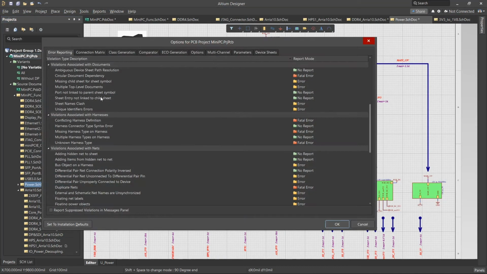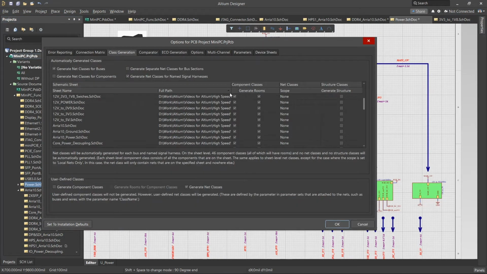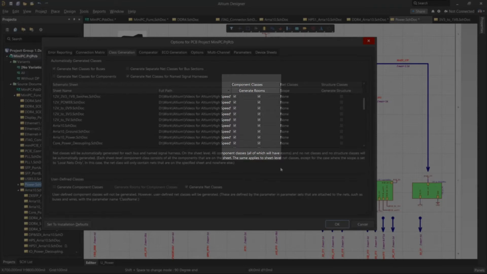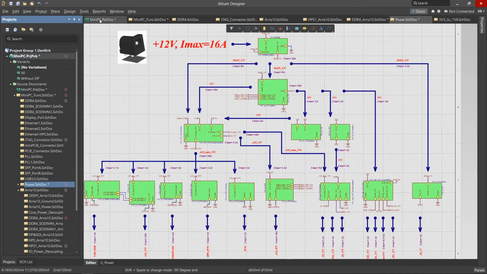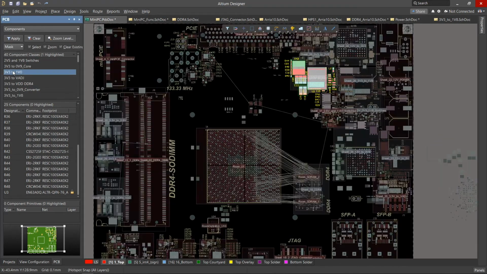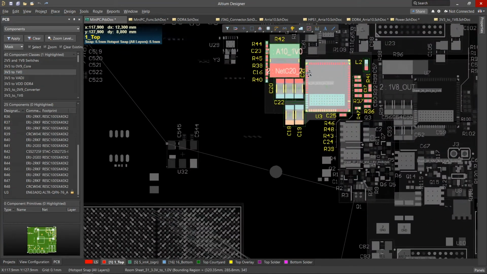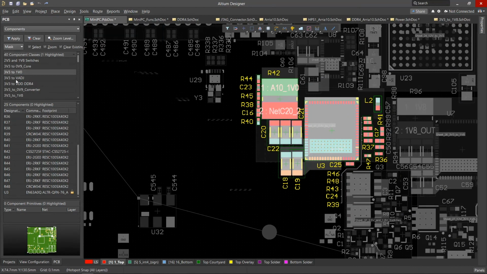For each individual functional block on the board, a component class can be created. These options are managed by the corresponding checkboxes in the project options. Component classes created from sheets are useful when doing board layouts. With the PCB panel, you can quickly find and position components of a specific sheet next to each other, which is important in high-speed projects.